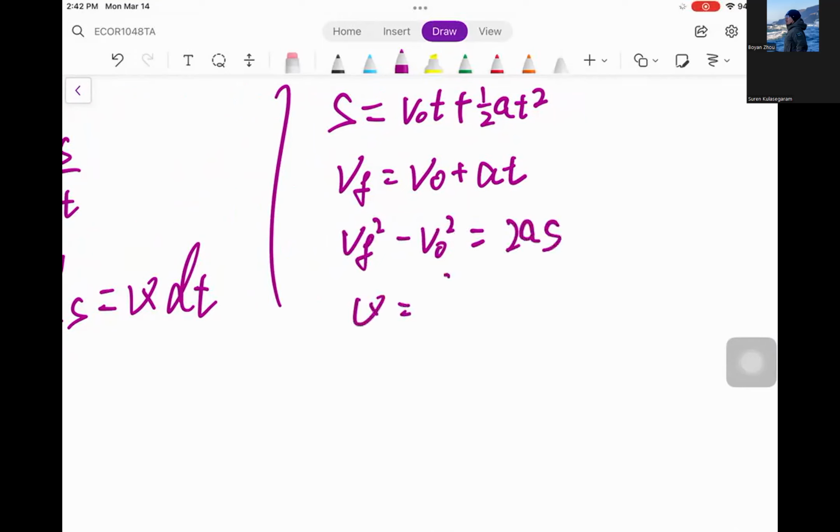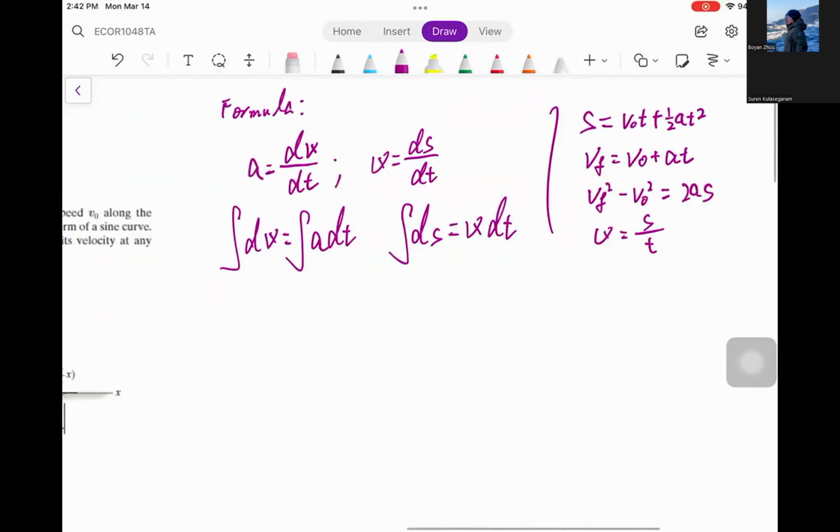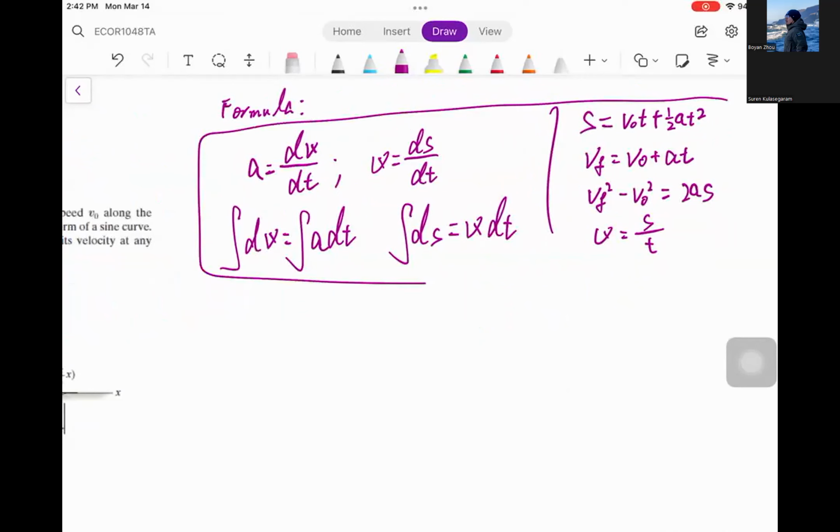Also velocity is equal to displacement over time. So those are the four equations, or formulas, we have from last week. And we have two, or rather four, formulas for this lecture.